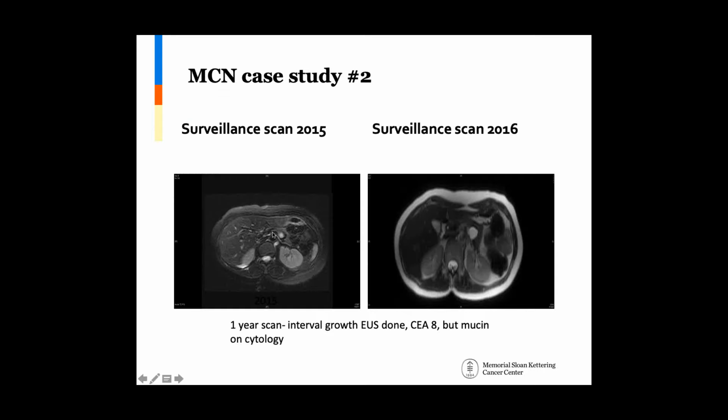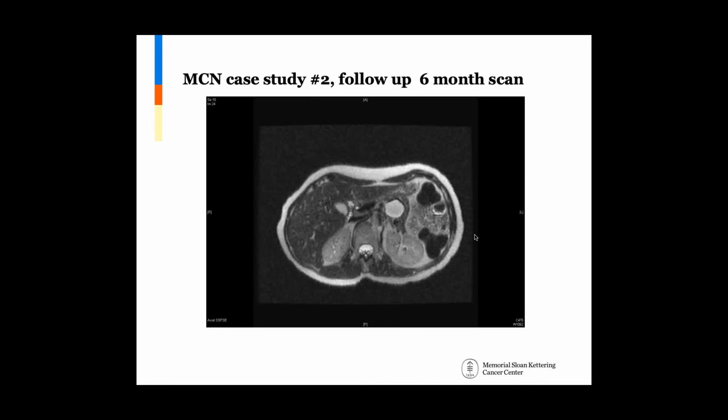And this was after a short interval scan, so then we went to yearly, and then you pop over here and see that it grew. So this one kind of fooled us a bit, because when it grew like this, we said, oh wow, that kind of looks like an MCN. We should EUS it. So we did, and her cyst fluid CEA was only 8, but there was mucin on cytology. Anyway, we weren't convinced that it needed to be resected right away, but we did another scan shortly after that, and that's what she had at that point.